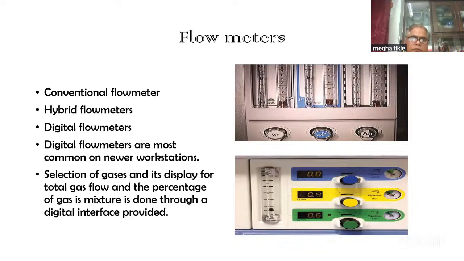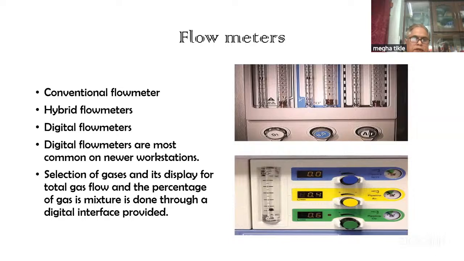Then we have got hybrid flow meters, which usually give you a digital reading, but you can turn them on with the rotatory knob, which are again color coded in most of the machines, and they are physically different from each other. The oxygen is protruding more outside, has a large fluted end, so you can touch it and feel it. Digital flow meters are most common on newer workstations that even we are using, like the Advanced CS2.